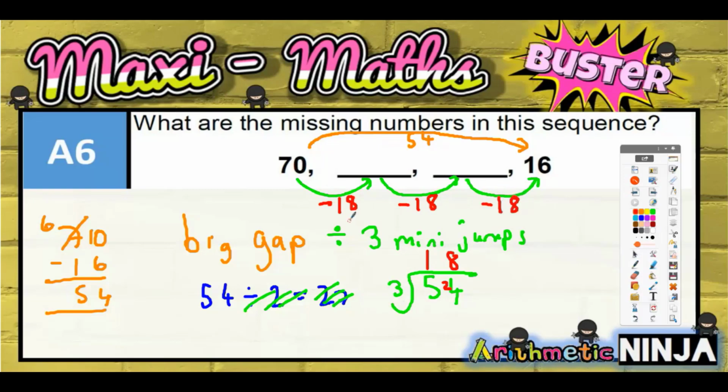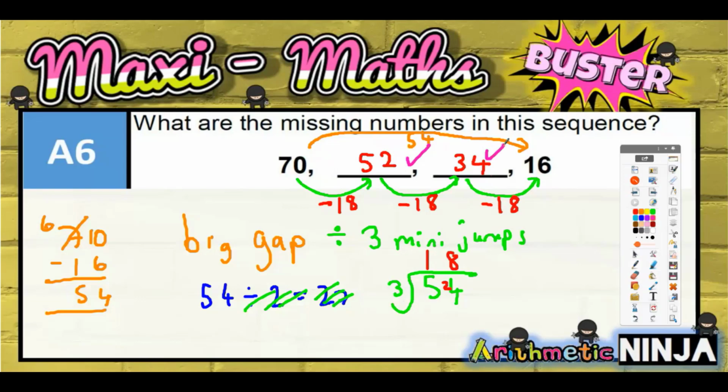So 70 down 18, well, down 10 would be 60, and then down 8 would be 52. Down 18 again, so down 10 would be 42, and then down another 8 would be 34. And then just to double check, down 18 again should get us to 16. Well, down 10 would be to 24, and from 24 down another 8 does indeed get to 16. So that is basically the correct answer.